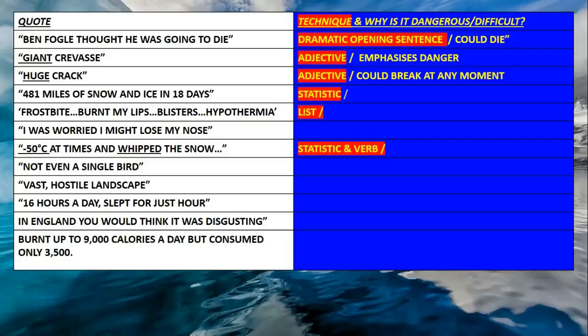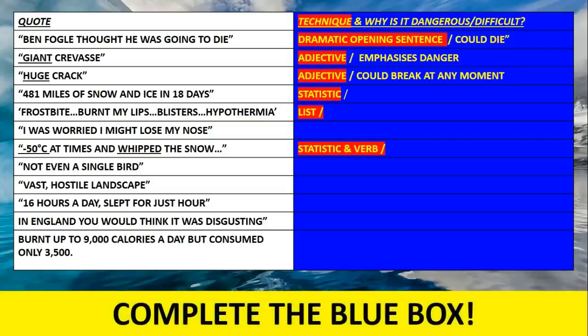Giant crevasse, with giant underlined. What is giant? Well, it's an adjective. Why has it been used? It emphasizes danger. Huge crack, again, huge is an adjective. Why is it dangerous? Well, it shows that the ice could crack at any moment. And for all the other ones, try to do a technique, and try to do why it is dangerous. So pause the video now.